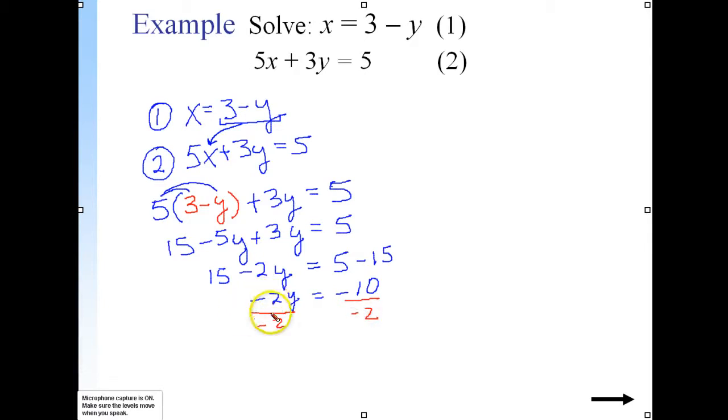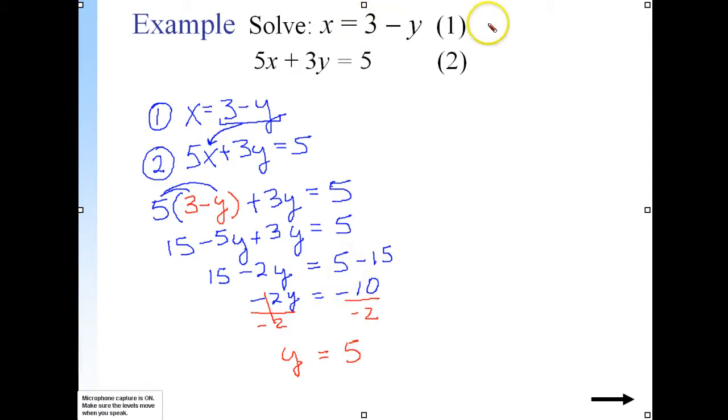Now I usually like to keep my y's positive. That way I don't have to concern myself that I'm dividing by a negative. But remember, if it's a negative 2 here, it must be a negative 2 there. Otherwise, it's not an equation anymore. So these cancel out, and I end up with a y, and this becomes a positive 5.